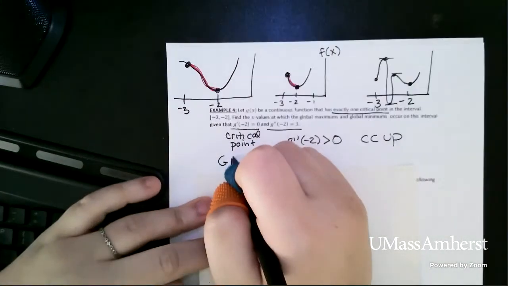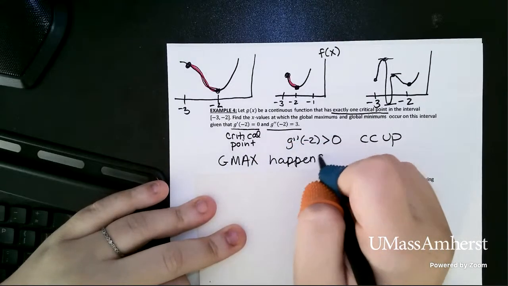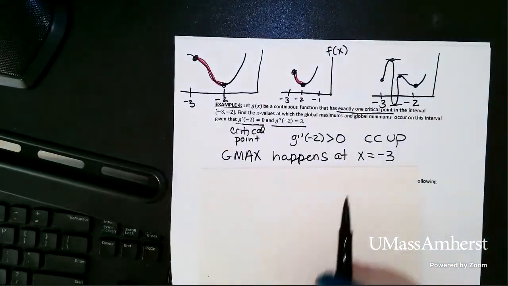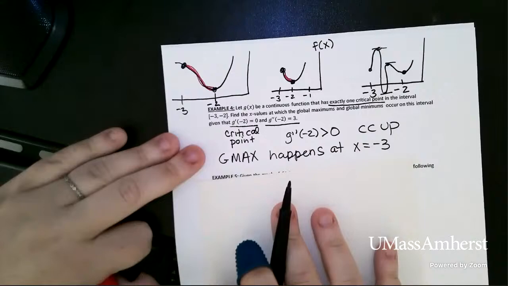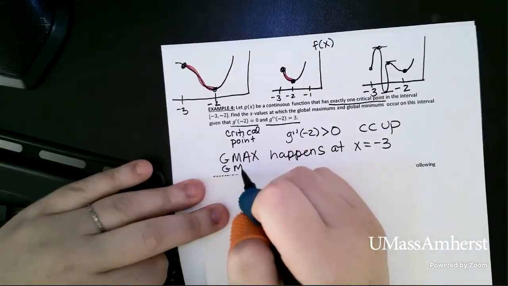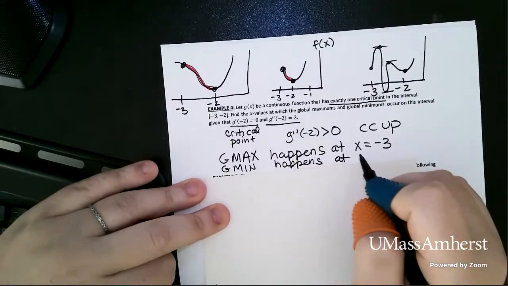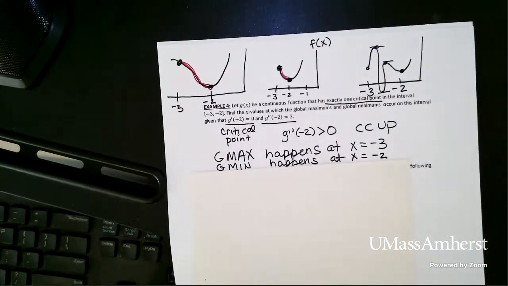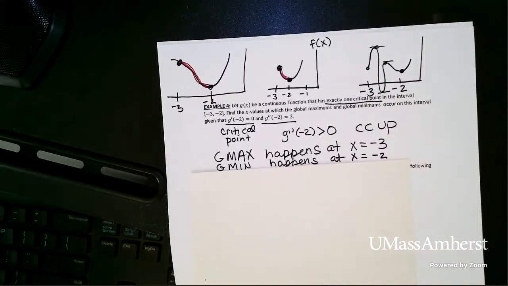So I would say the global max, I'm just going to call it G max, happens at x equals -3. It's got to happen at -3. We got to be going up in order for this critical point to be a minimum. And the global minimum happens at x equals -2. So by figuring out what the picture has to look like, that's going to give us enough insight to figure out what is the global max and what is the global min.